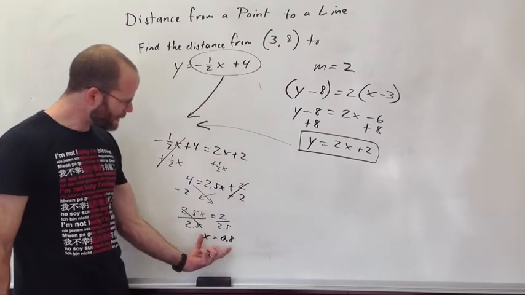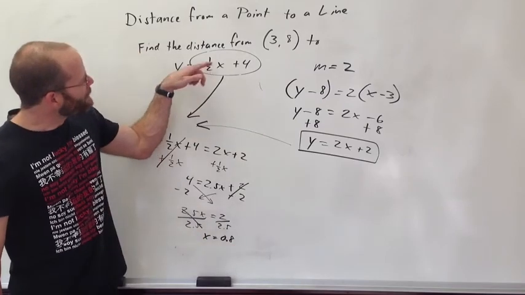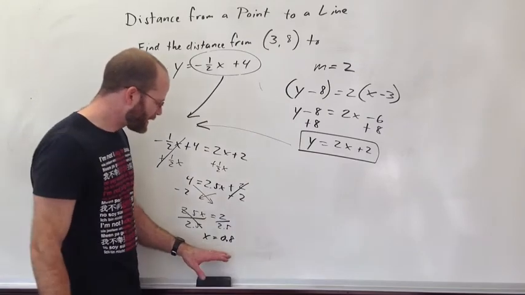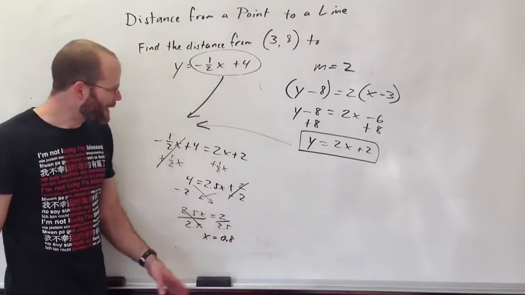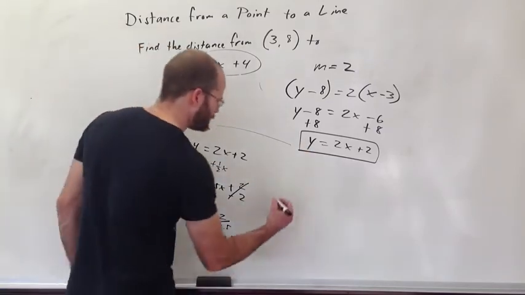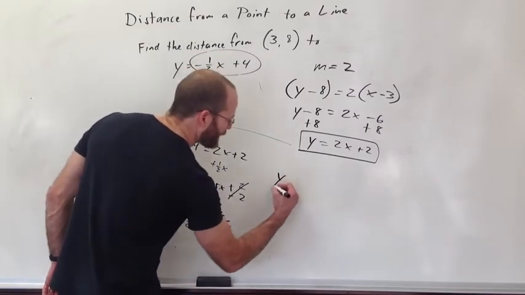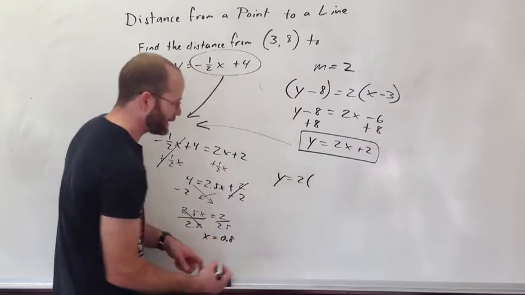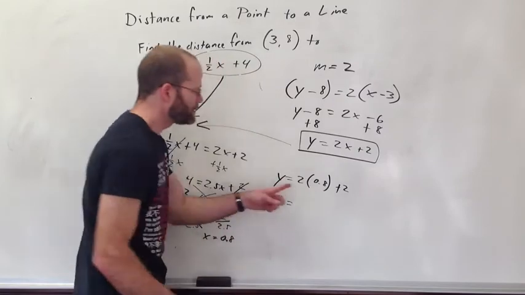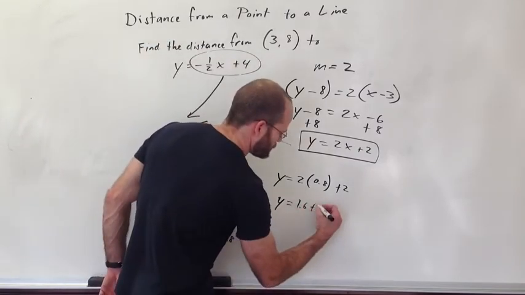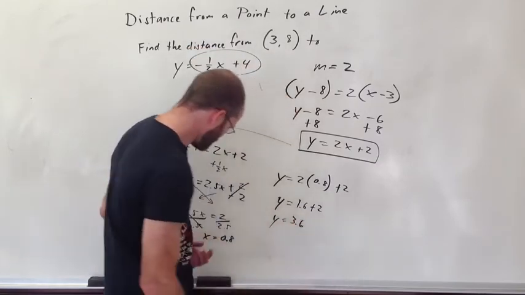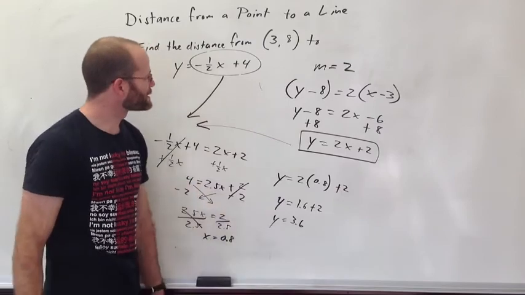Okay. So that's our x value for the point at which this line crosses this line. Now the next thing we need to do is find the y value. So we'll just use either one of these equations. We'll grab this equation right here because it looks a little easier. To find this, we plug the x in. 2 times 0.8 plus 2. 2 times 0.8 is 1.6. And 1.6 plus 2 is 3.6. So that's my x and y value, 0.8 and 3.6.